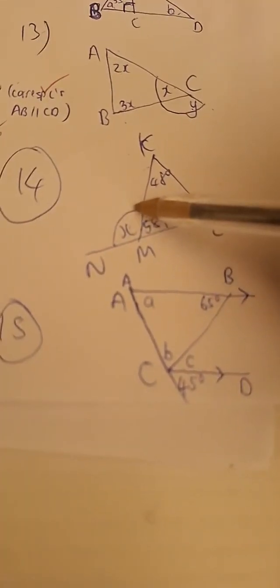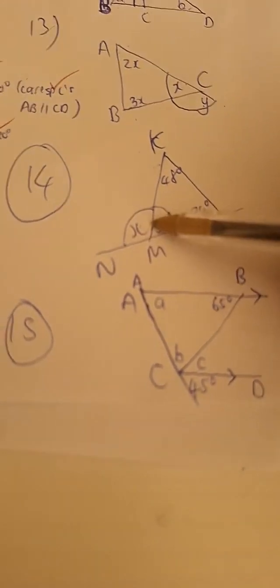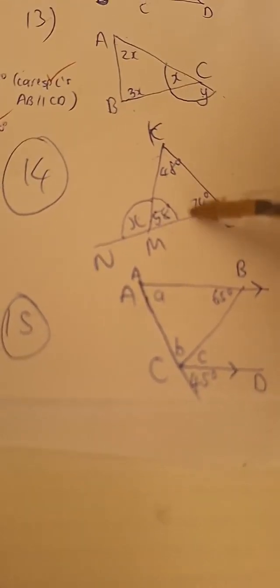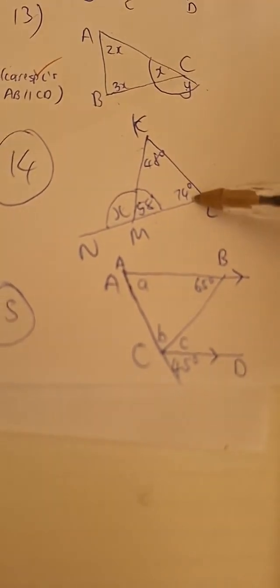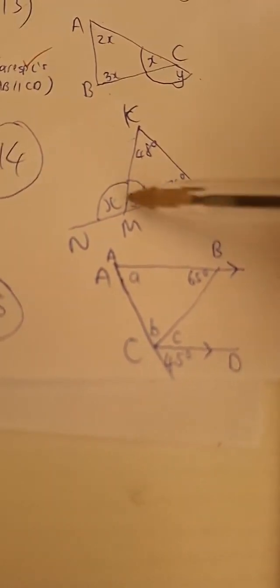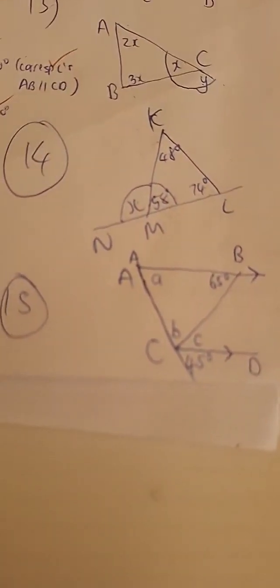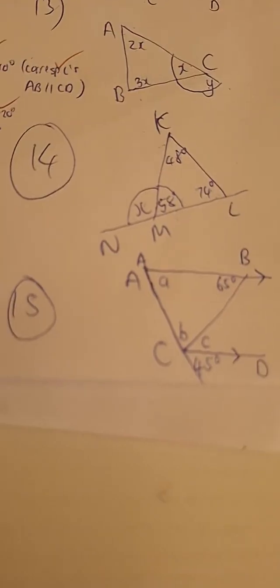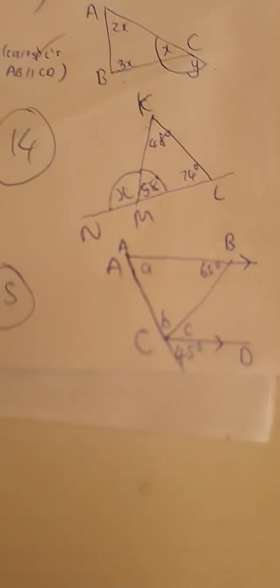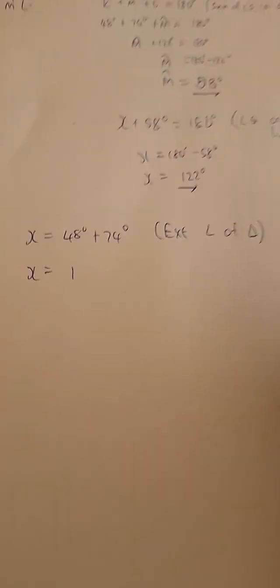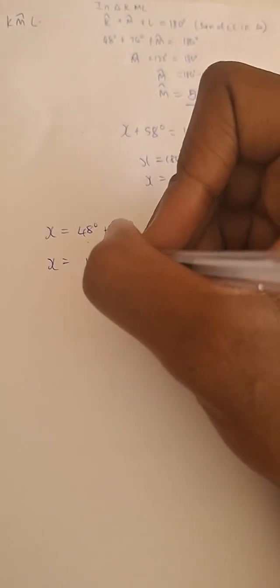This x value is the exterior angle. It is equal to the sum of the two interior opposite angles. These two interior opposite angles are 48 and 74. So adding these two together gives us the value of x. So x is equal to 48 plus 74 degrees, and we state the reason as has been stated there. And then obviously 48 plus 74, that gives us 122.